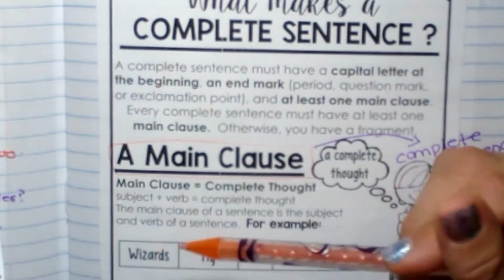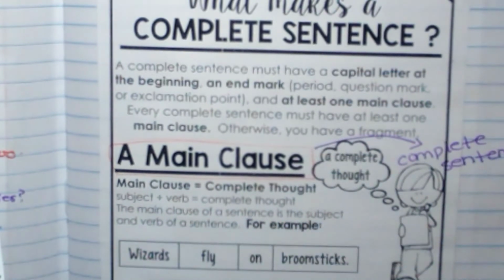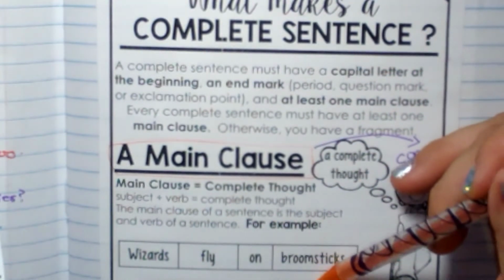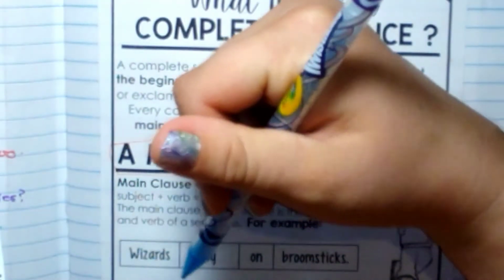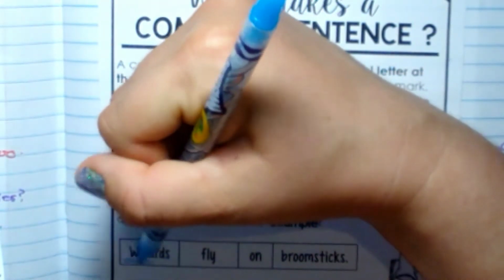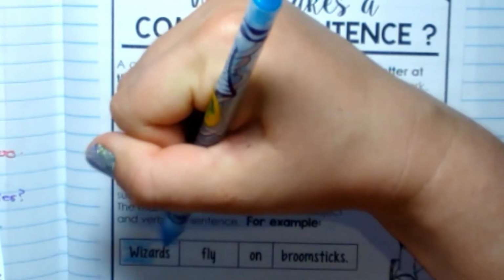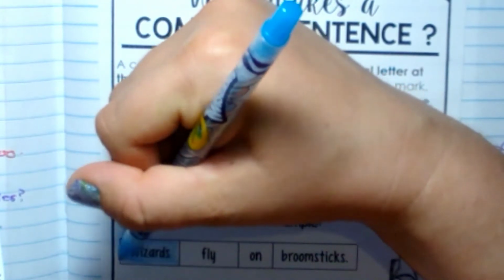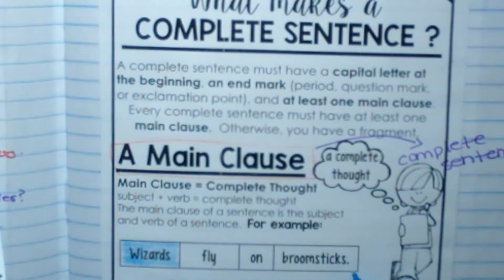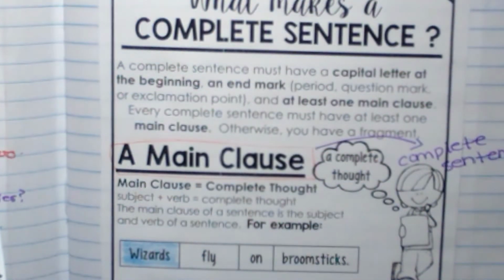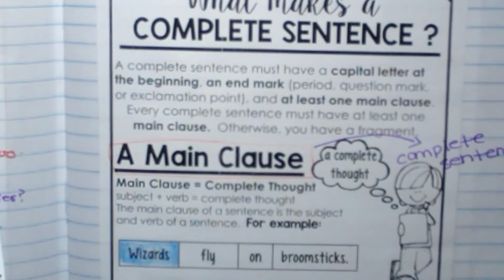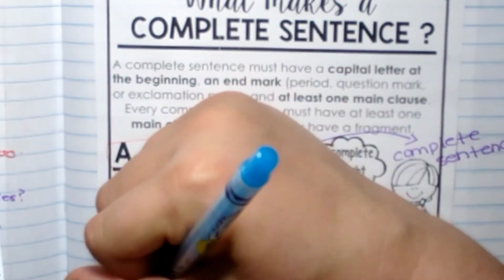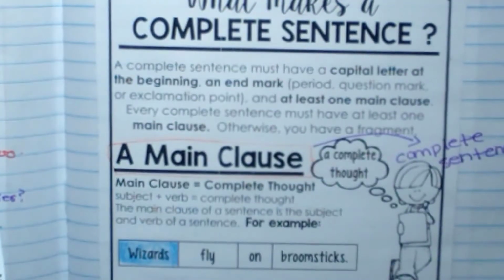So, wizards fly on broomsticks is my example here. The subject of a sentence is a noun that is doing something or who the sentence is about. We're going to use blue to shade in the subject. The subject is wizards. And I guess they're referring to Harry Potter. Yes, broomsticks is a noun, but broomsticks is not doing the action. What is the action? The action is fly.